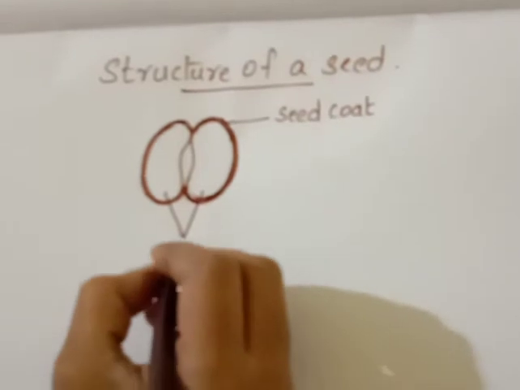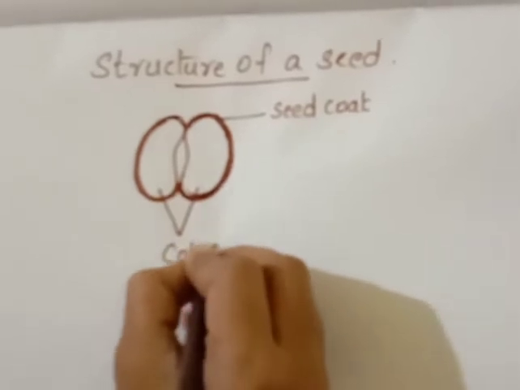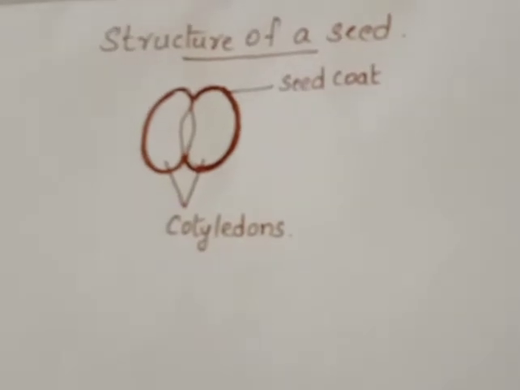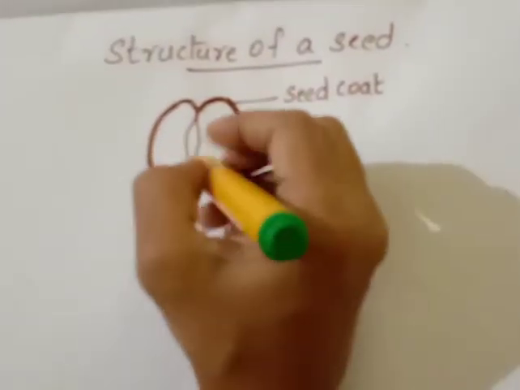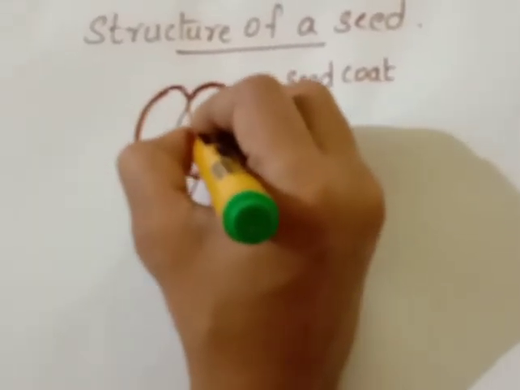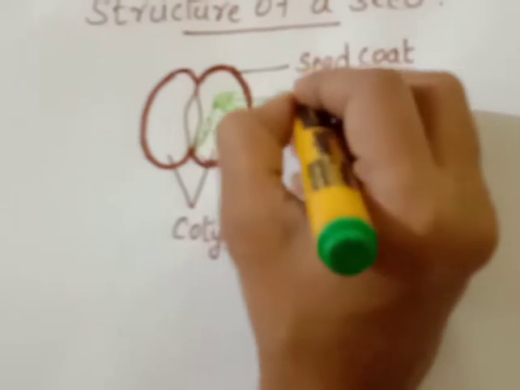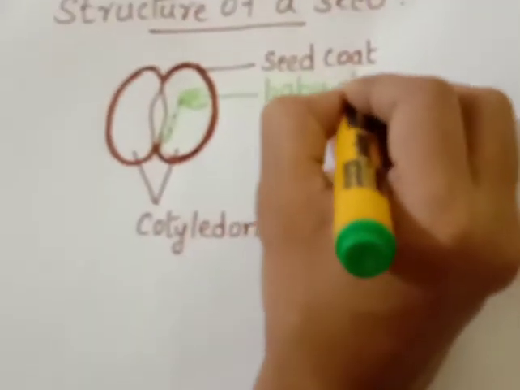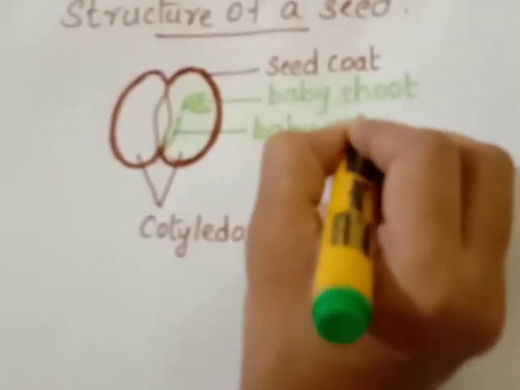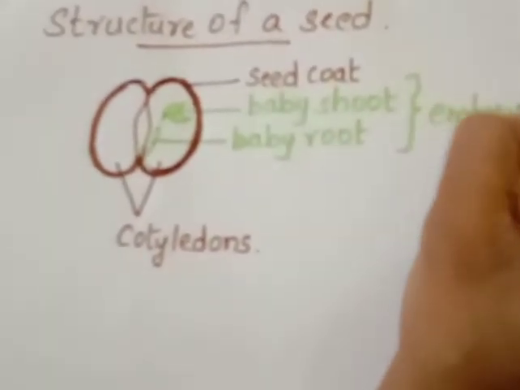Below the seed coat, there are two seed leaves. It is also called cotyledons. Then between the cotyledons, there is a baby plant. The baby plant has baby shoot and baby root. Baby plant is also called embryo.